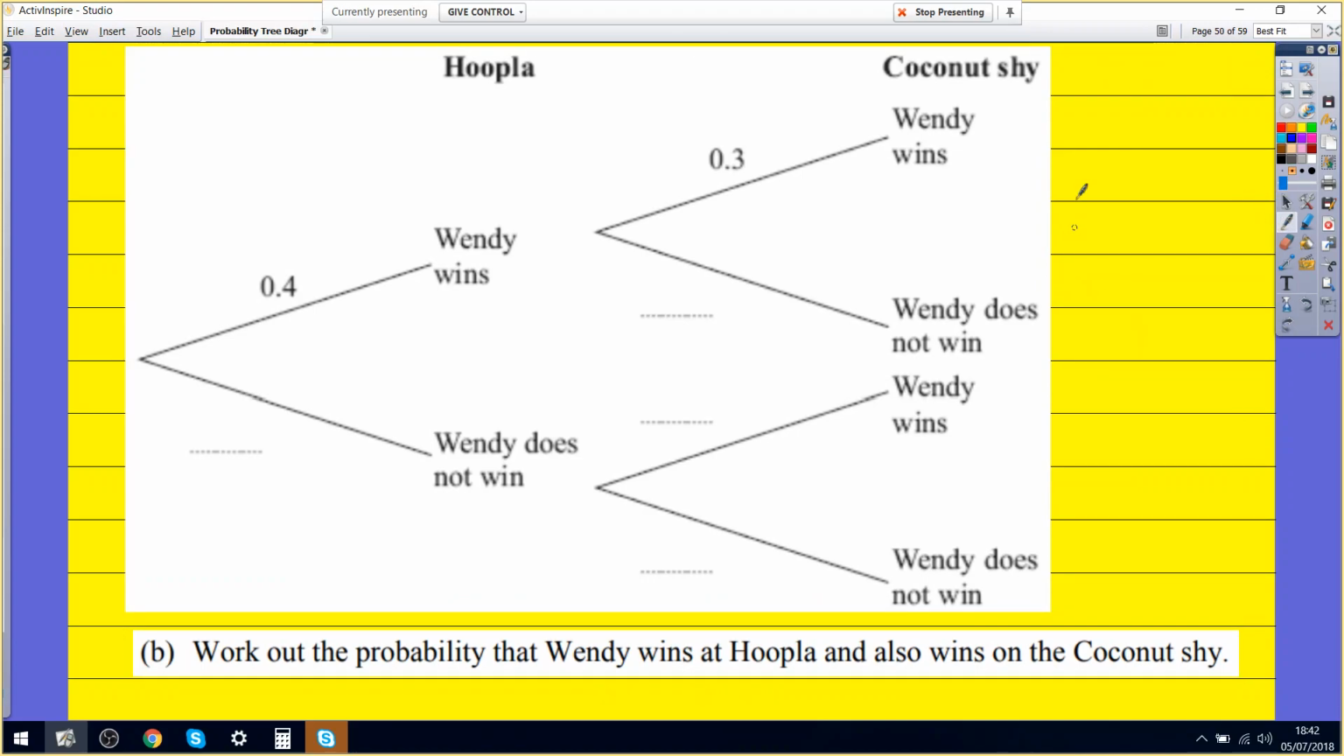So for the first bit, does not win for Hoopla, would it be 0.6? Well done. 0.7, 0.3, 0.7? Well done. Okay, how about part B? 0.4 times 0.3, 0.12. Well done. Perfect. You got it quickly.